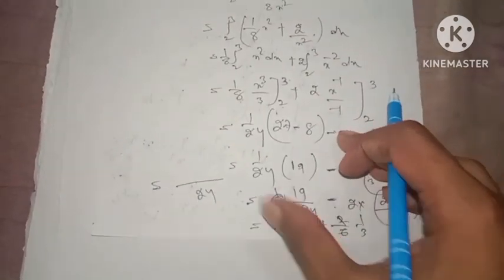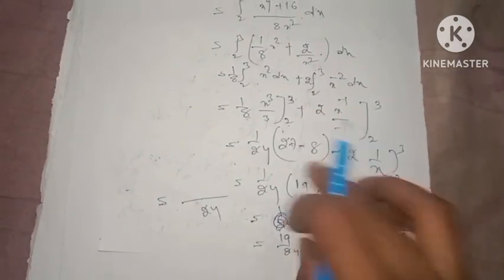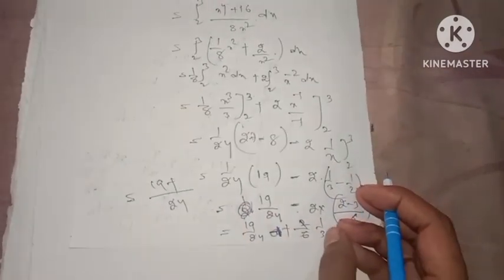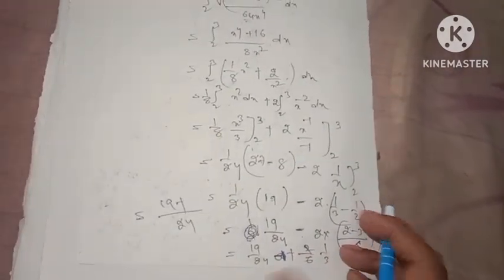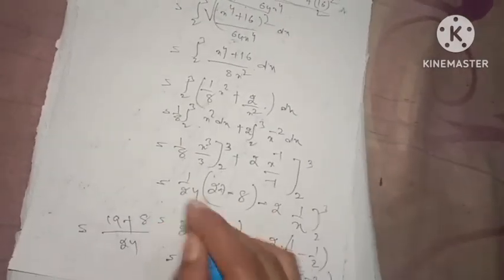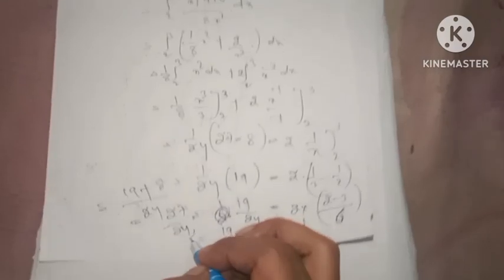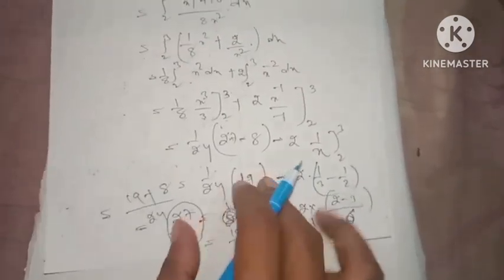So 24 divided by 1 into 19 is equal to 19, plus 24 divided by 3 is 8. So 8 ones are 8 into 1 equal to 8... so 19 plus 8 equal to 27 by 24 is the correct answer of the given question.